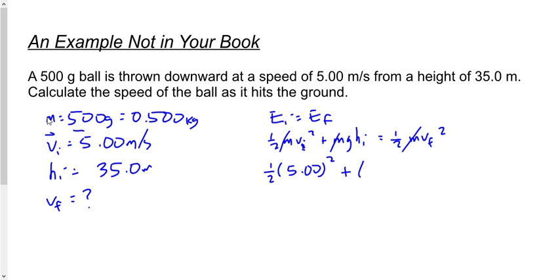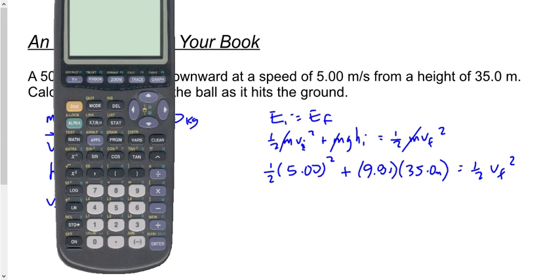Let's add to that 9.81 meters per second squared. And we've already established that we always plug that in as an absolute value, as a positive value. HI is 35 meters. Now let's get the number on the left-hand side.